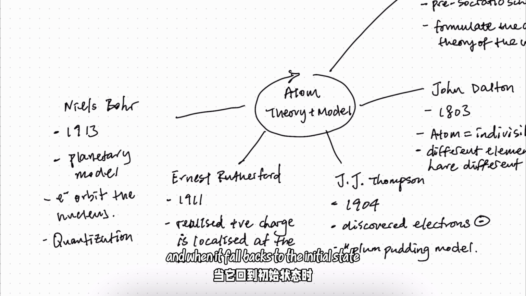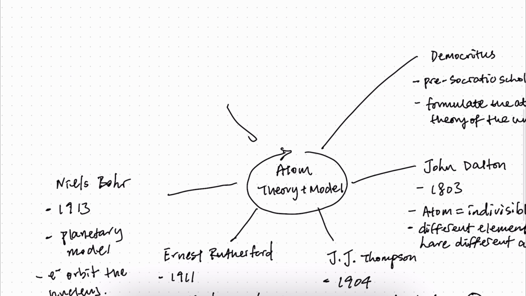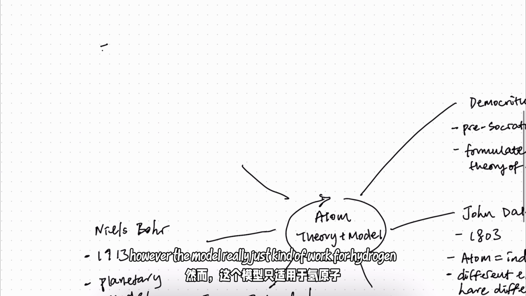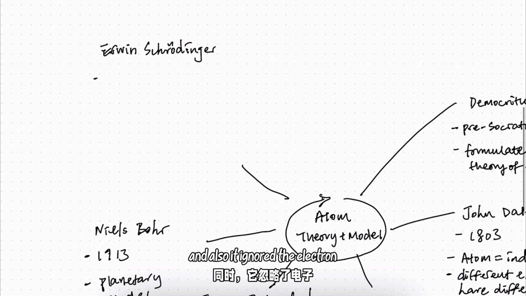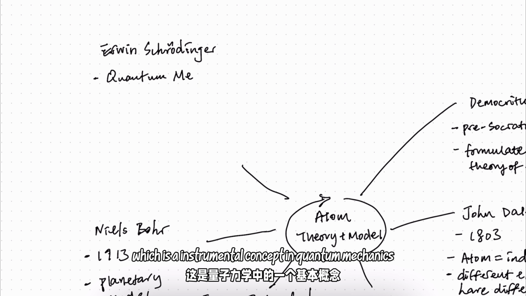And when it falls back to the initial level, it emits energy as light, which explains some spectra like the hydrogen atomic spectra, and it matches the experimental data for hydrogen. However, the model really just worked for hydrogen, and it failed for multi-electron atoms. And also it ignored electron wave-particle duality, which is an instrumental concept in quantum mechanics.